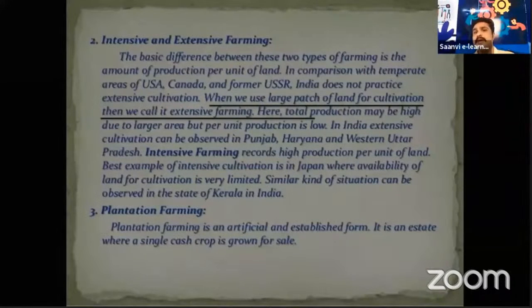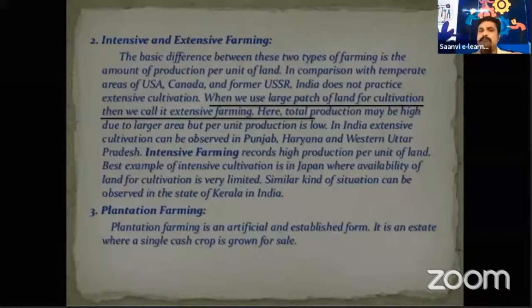When we use a large patch of land for cultivation, we call it extensive farming. Here, total production may be high due to the larger area, but per unit production is low. Two cases you must remember. In India, extensive cultivation can be observed in Punjab, Haryana, Western Uttar Pradesh. Intensive farming records high production per unit of land.